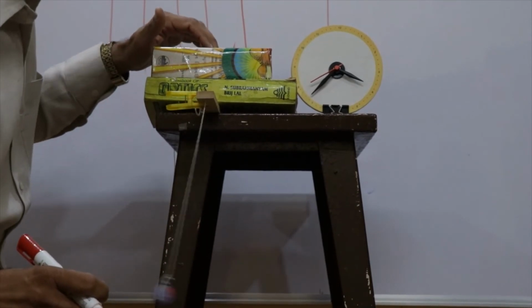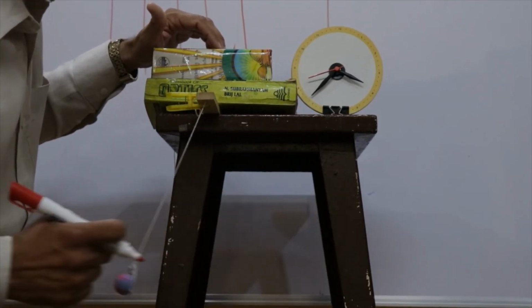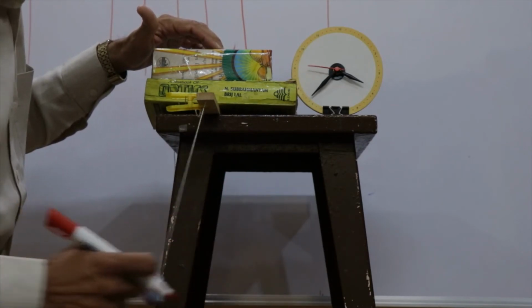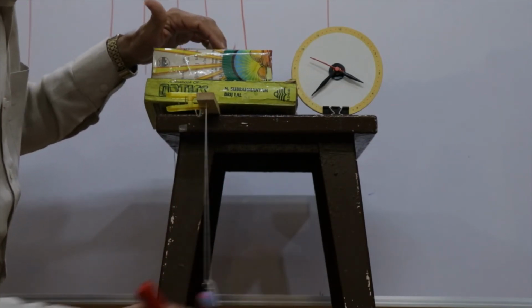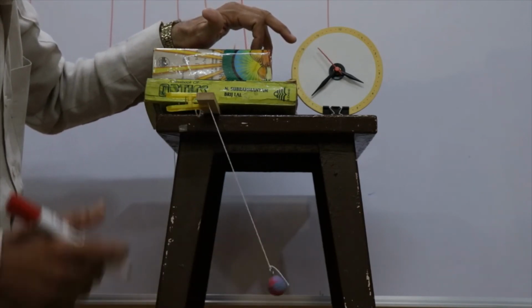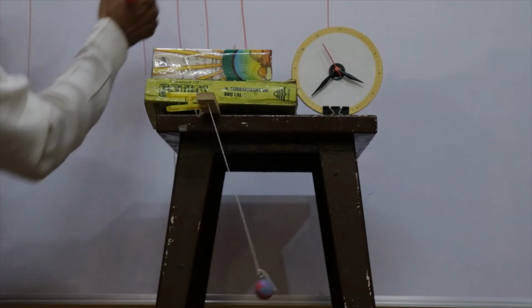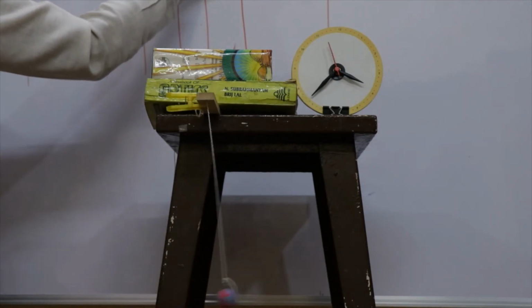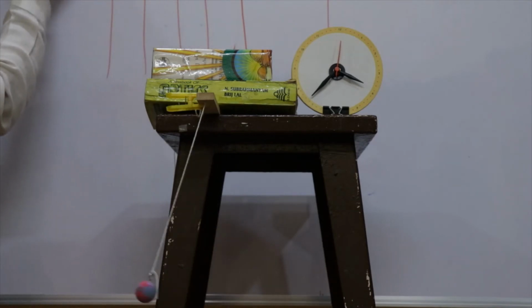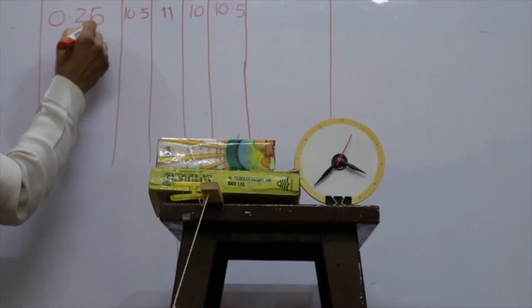I have released. I'll start counting. 1, 2, 3, 4, 5, 6, 7, 8, 9, 10. So it stopped here. So again 10 seconds. So the average is 10.5 when the length is 0.25 meter.